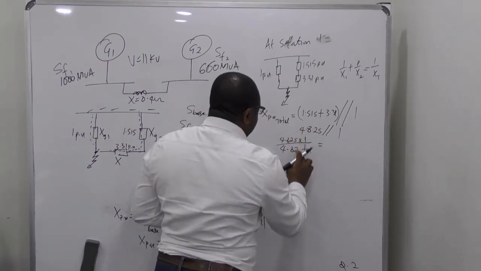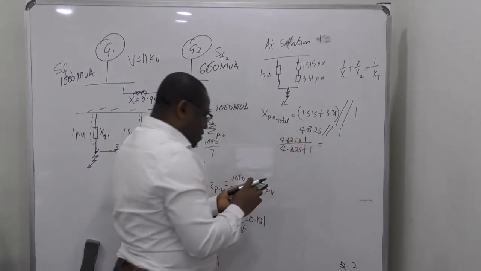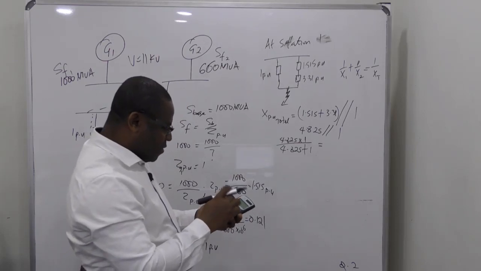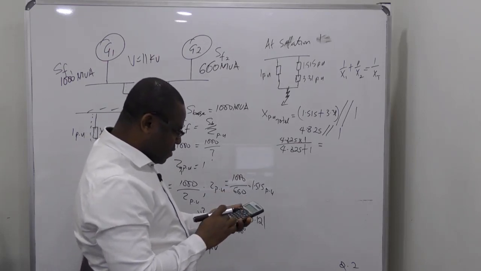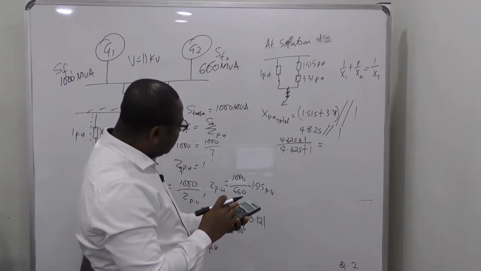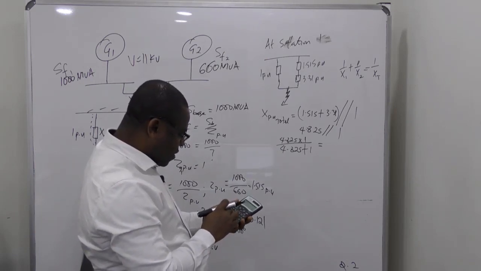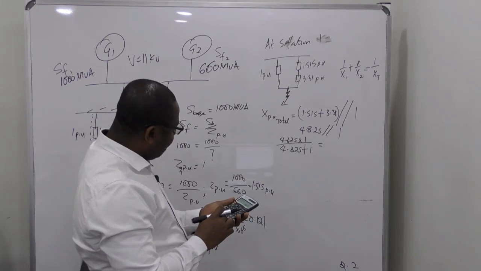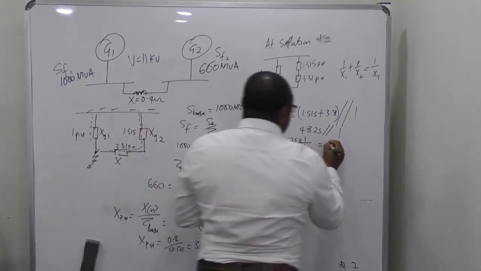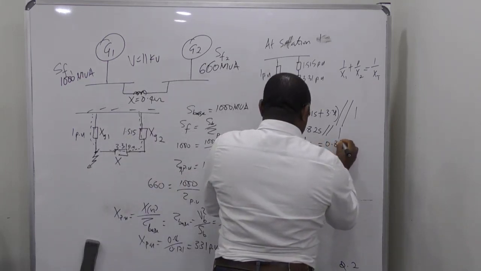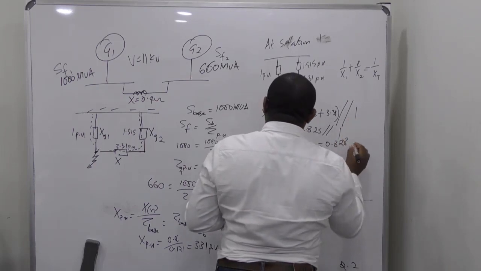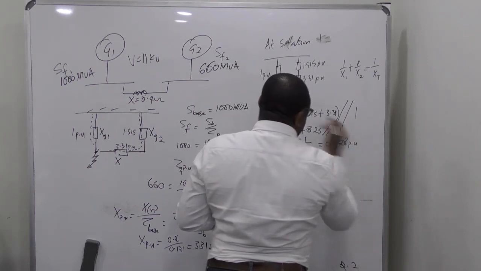4.825 divided by 5.825. That will give you 0.828, all right, in per unit.